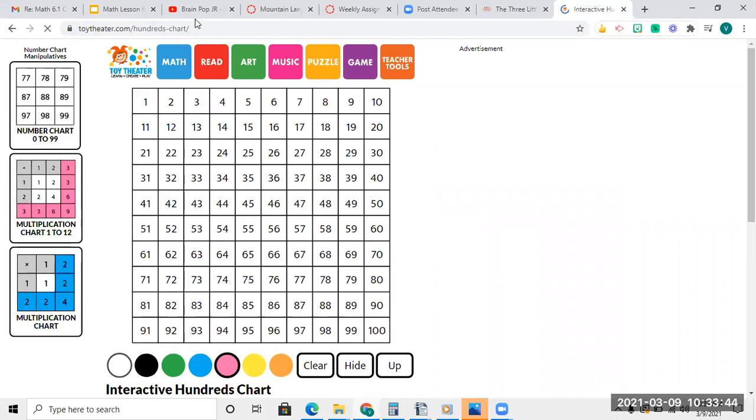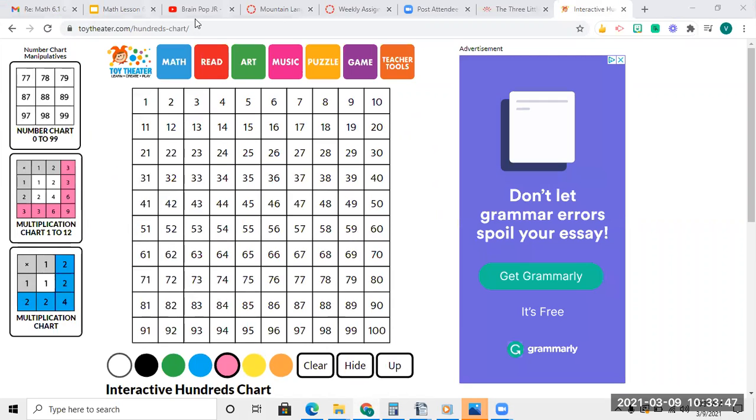Now we're going to look at our interactive bridge chart. And we're going to see when we skip to count by 2s, those are our even numbers. So we have 2, 4, 6, 8, and 10. And if we keep going, it's 12, 14, 16, 18, and 20. And our odd numbers are the numbers in between our even numbers, which are 1, 3, 5, 7, and 9.